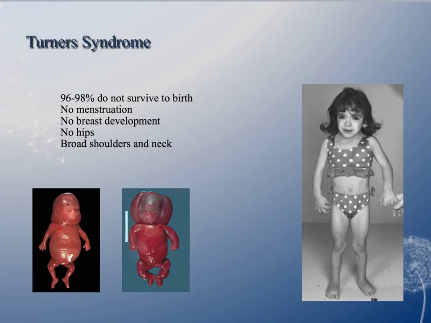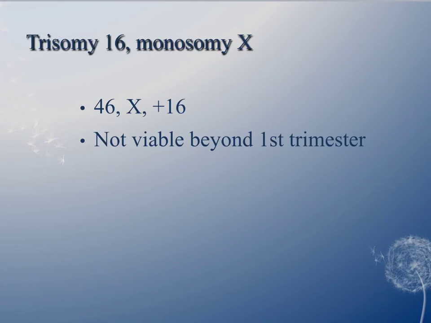Those that do survive do not have menstruation, breast development, or hips, and they do tend to have broad shoulders and necks. There are some disorders where they do not even continue developing, or they're not going to survive beyond the first trimester of development. This includes having 3 of chromosome 16, and also having that only 1 X chromosome.